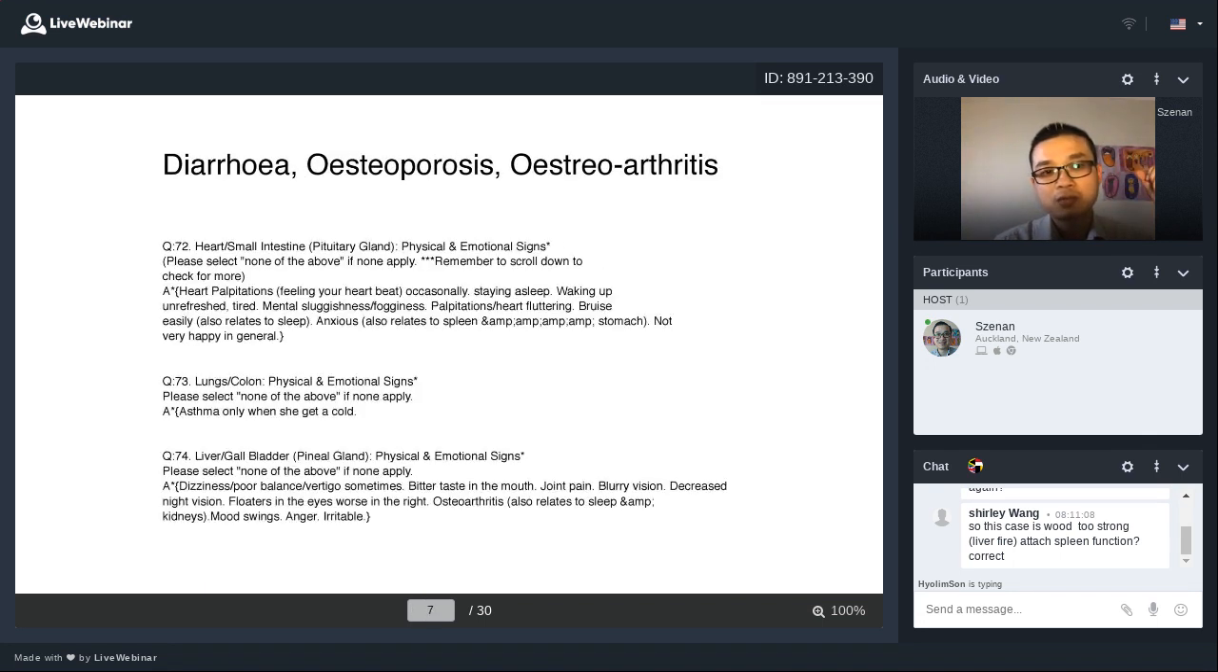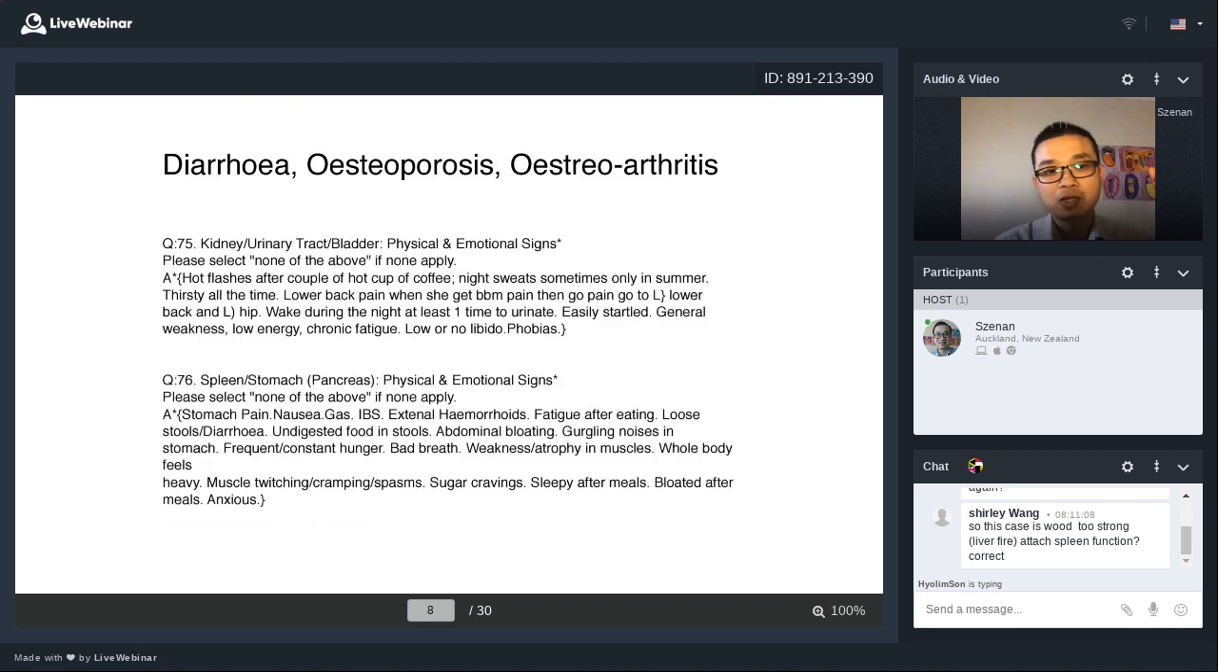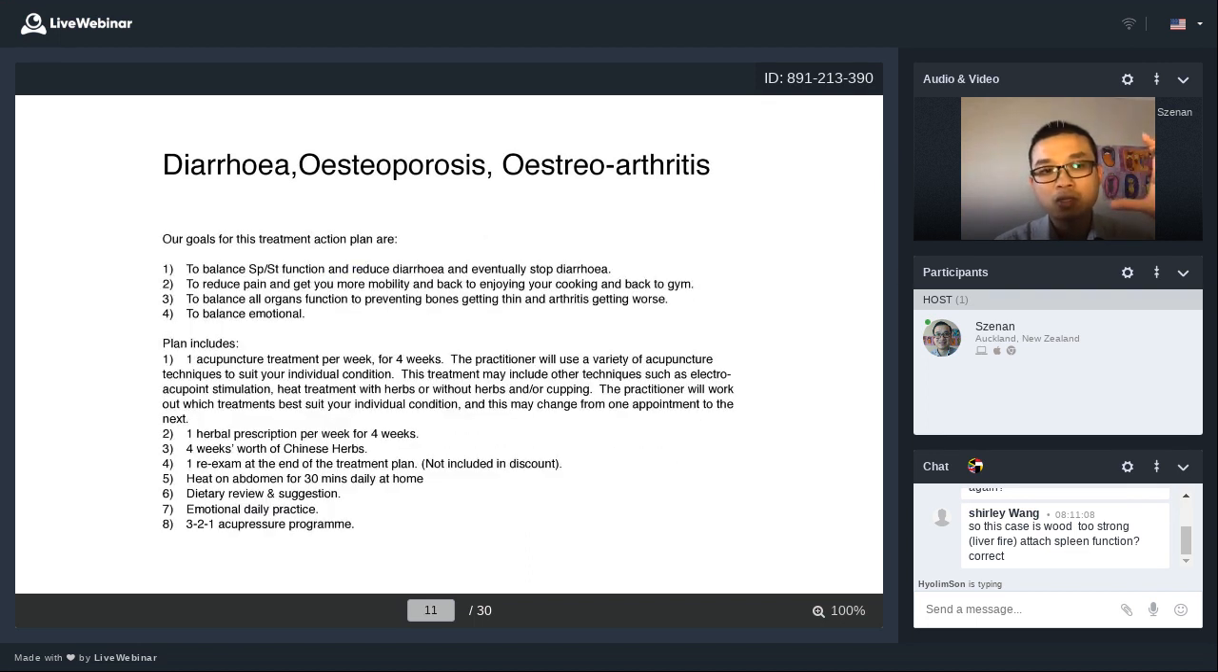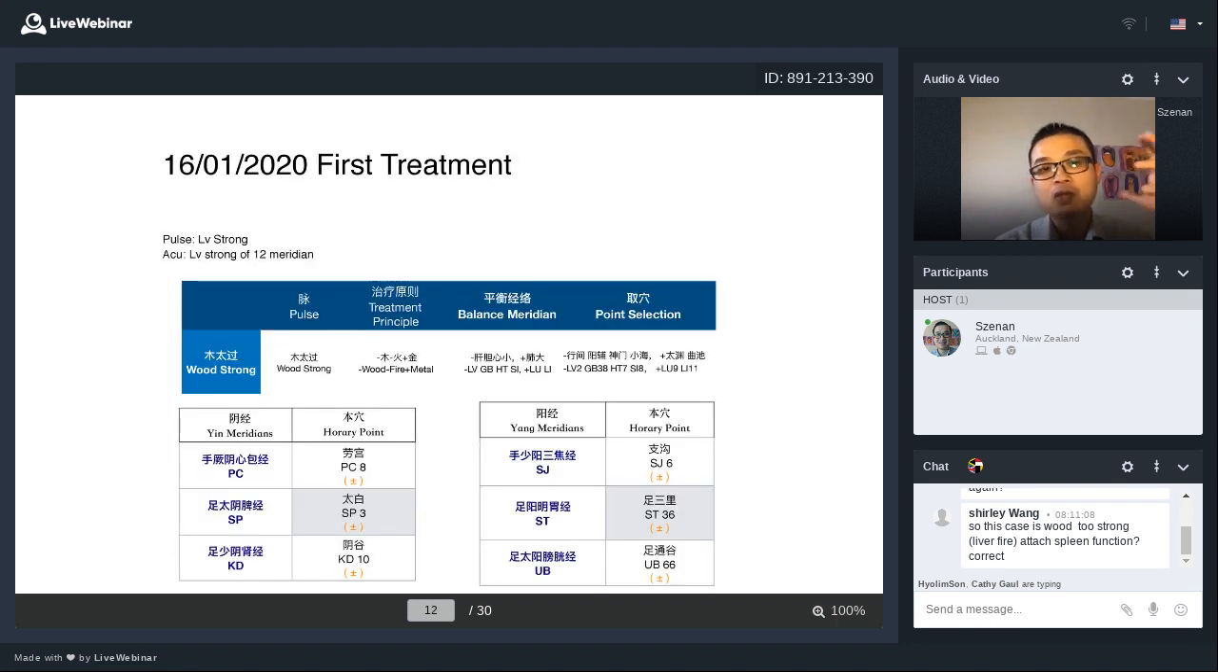Let's go to the symptoms, okay? You see the symptoms in here. She had heart and small intestine symptoms, lung and large intestine symptoms, liver and gallbladder symptoms, kidney and bladder, spleen and stomach. All organs are out of balance. Would I treat just one organ, or a pair of organs, or a few organs, or treat all the organs? All the symptoms are actually related to the 12 meridians. That's why I choose Magical 12.